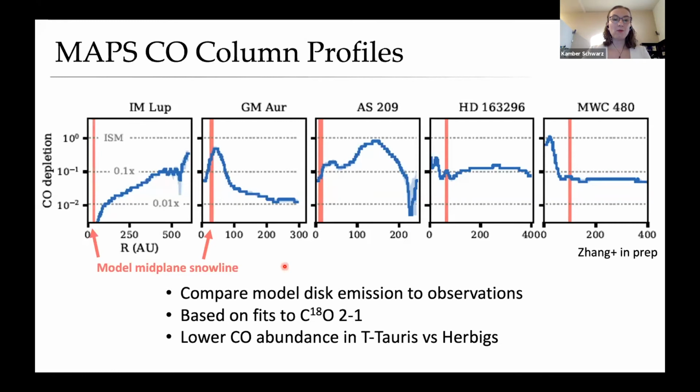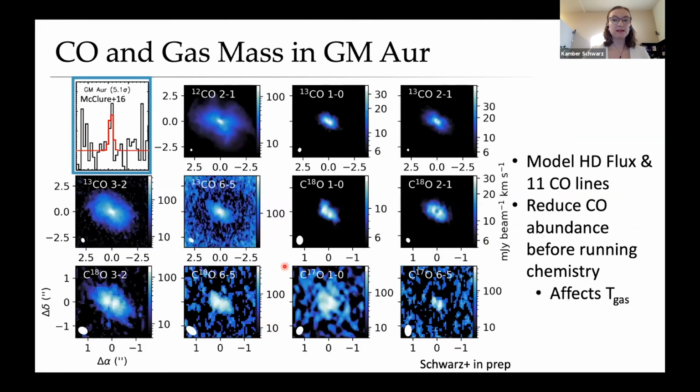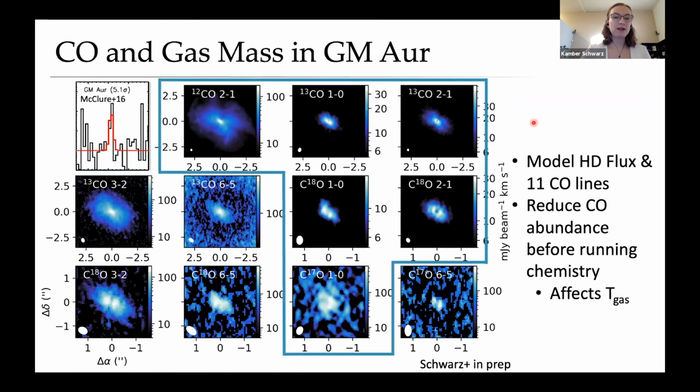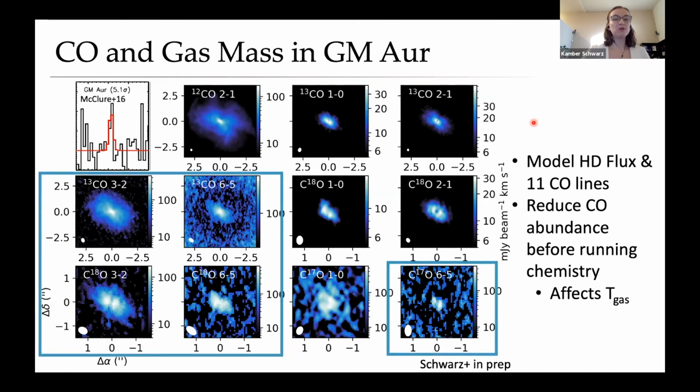So what I have been doing as part of this collaboration is building a model that is able to match the HD flux as well as the resolved CO emission for 11 different transitions of CO. This includes the 2-1 and 1-0 lines observed as part of the large program, as well as observations from my own ALMA program in band 7 and band 9.